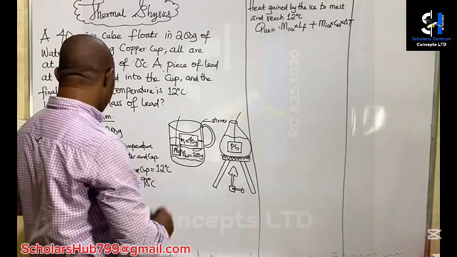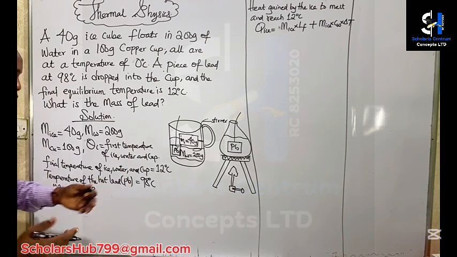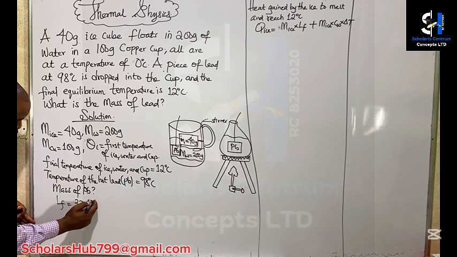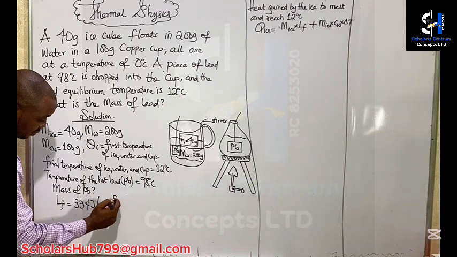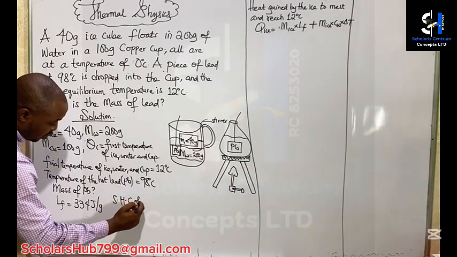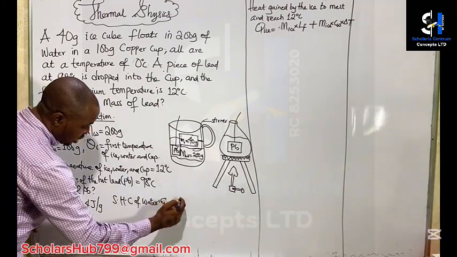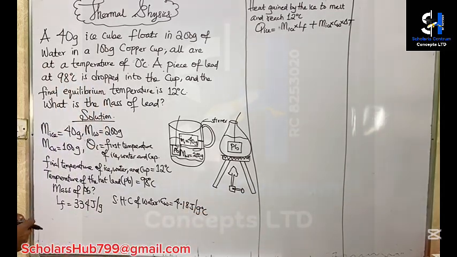So in this case, mass of ice is 40 grams. What is now the specific latent heat of fusion of ice? The specific latent heat of fusion of ice is 334 joules per gram. Then the specific heat capacity of water is 4.18 joules per gram per degree Celsius. That's the specific heat capacity of water.